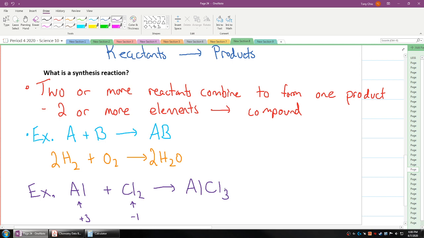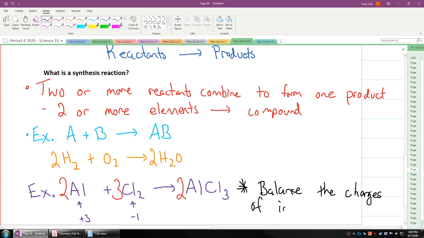So again, this is where you need to balance out your chemical reaction, and you have 2 of these, which means you have 2 of these, and you have 3 of these. So you have 2 aluminums plus 3 chlorine gas will give you 2 aluminum chlorides. So you gotta make sure, if you want to star this, you gotta make sure you balance the charges of ionic compounds. So this is an example of a synthesis reaction.